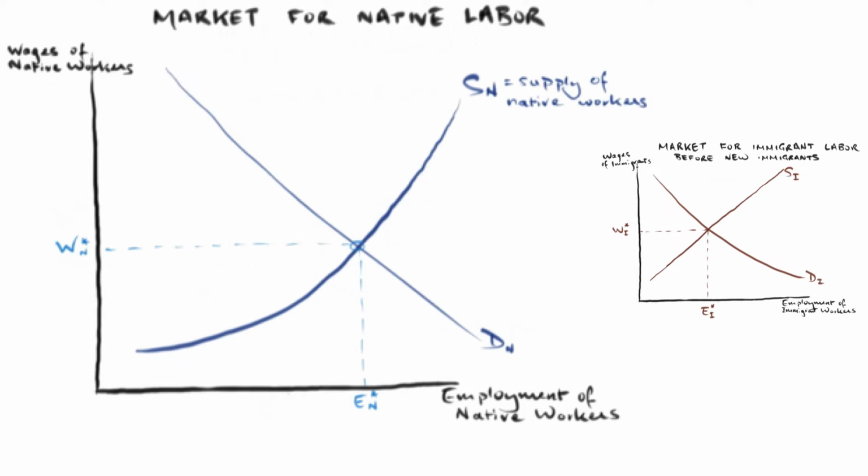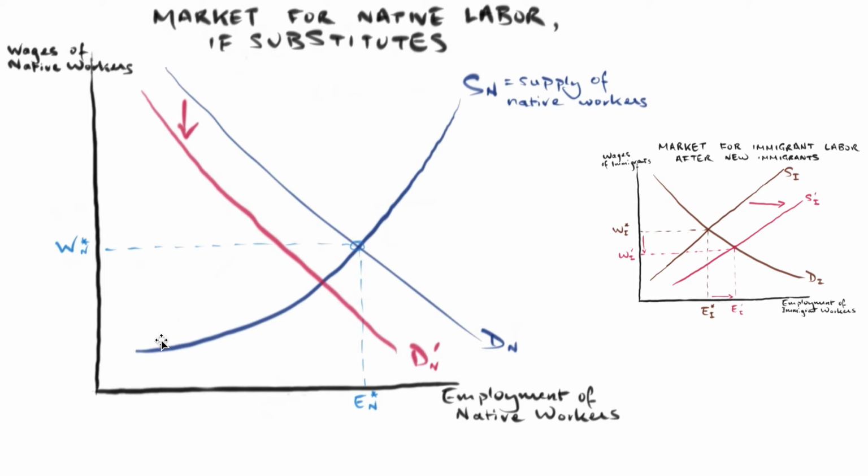Then immigrants arrive in the labor market for immigrants. I've got this going on in the background to remind you that the arrival of immigrants shifted the supply curve to the right, and the price of immigrant labor, the wage paid to immigrants, falls. Okay, now, if these two types of labor are substitutes, a decrease in the price of the substitute will reduce demand for this good.